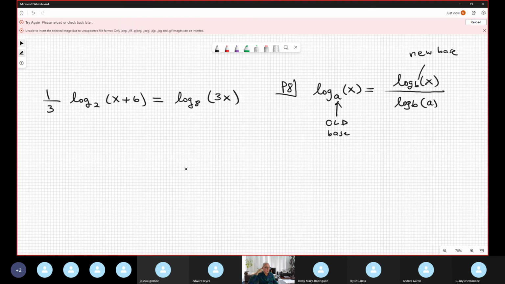And x is just a number. So there are many possibilities. One possibility, in my opinion, is the best: you convert base 8, this 8, to 2, because you have base 2 here. Another possibility is to convert base 2 to 8. Or another possibility is to convert both, like standard.